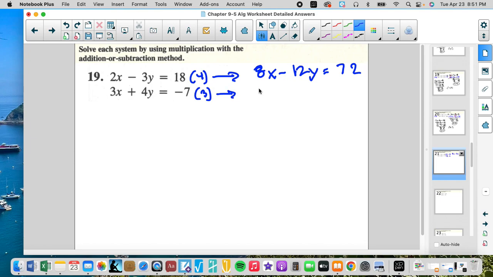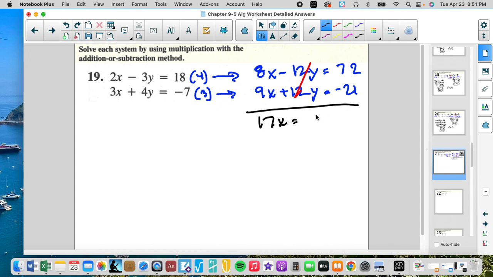This equation now becomes 9x plus 12y equals negative 21. The y's will cancel. That is 17x equals 51. Divide by 17, divide by 17, x equals 3.